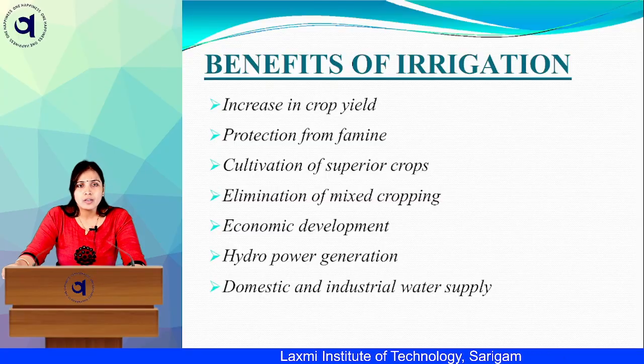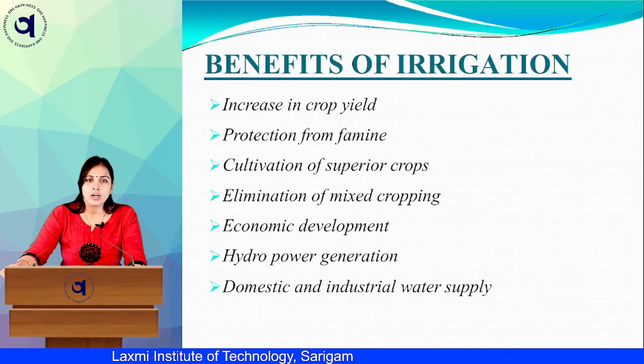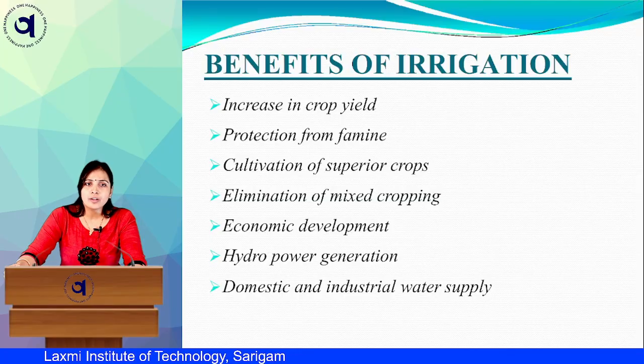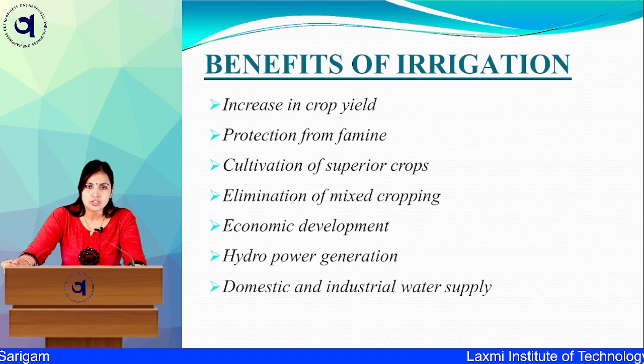Elimination of mixed cropping. Why are the farmers doing mixed cropping? For example, in the Rabi season, we have pulses and grains like wheat. So, the farmers try to mix the crops, growing pulses and wheat together, so that if one cannot grow, the other will grow. This is actually not too good. So, we can eliminate mixed cropping while using this irrigation system.